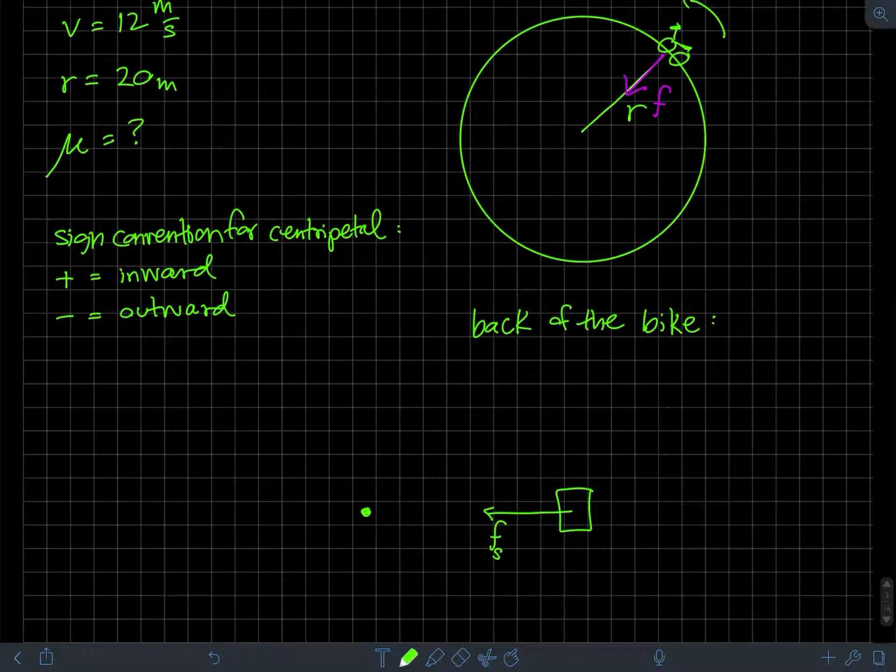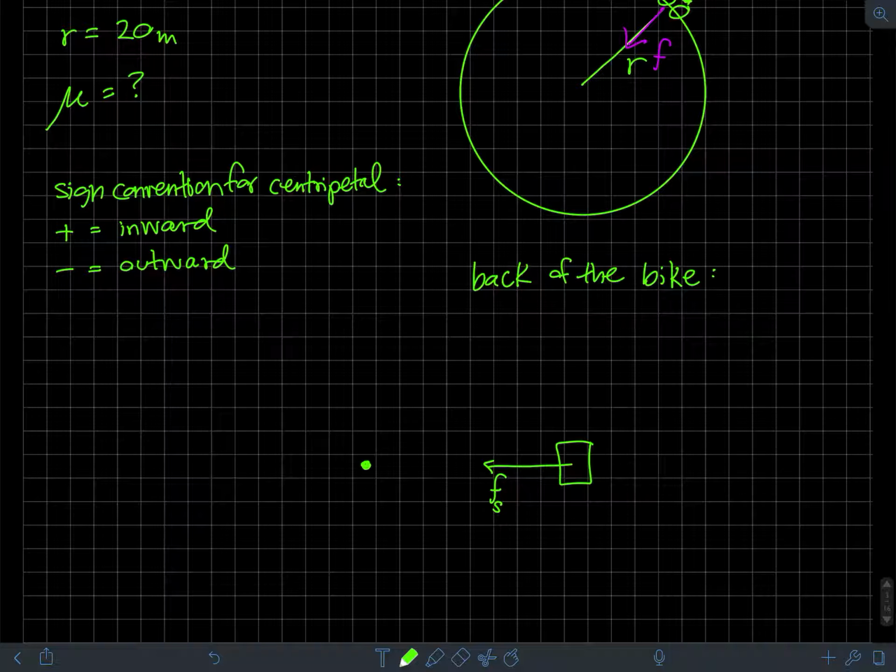Okay, let's draw the other forces. We know that we've got weight acting downward, and of course, don't forget about the normal force acting upward. Okay, so here's our force diagram.